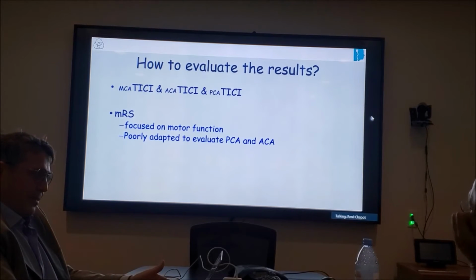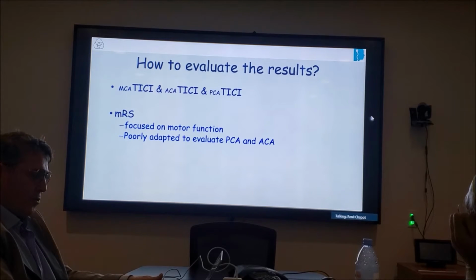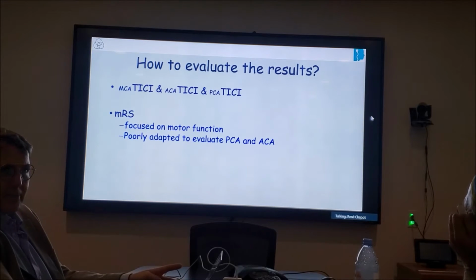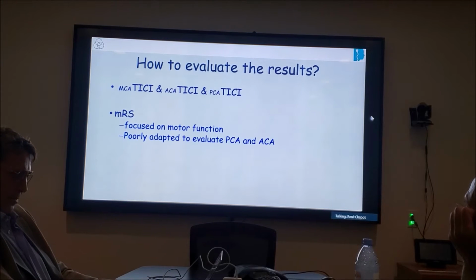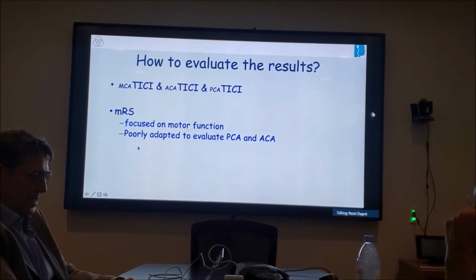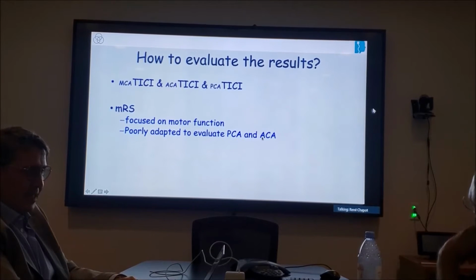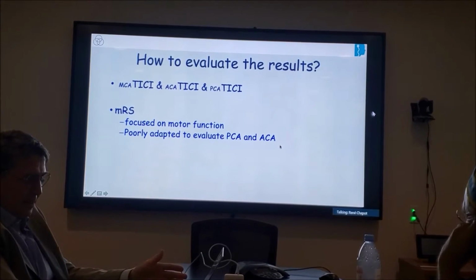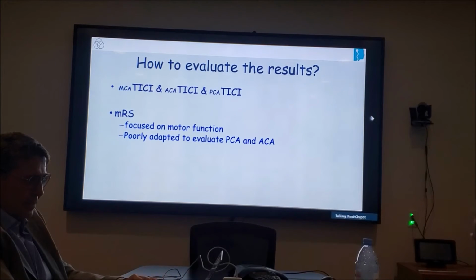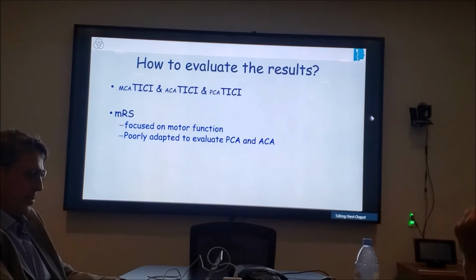Same thing for clinical evaluation. The Rankin score is focused on motor function, not only, but this explains the difference in left and right MCA occlusion, where the left MCA occlusion will always have a higher Rankin than the right. And it's poorly adapted to evaluate PCA and ACA. So again, our way to evaluate clinically is more difficult.